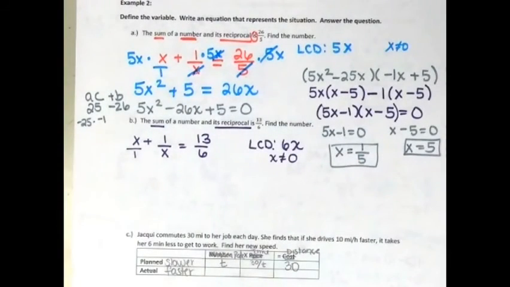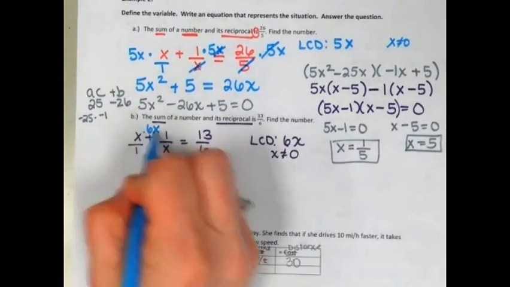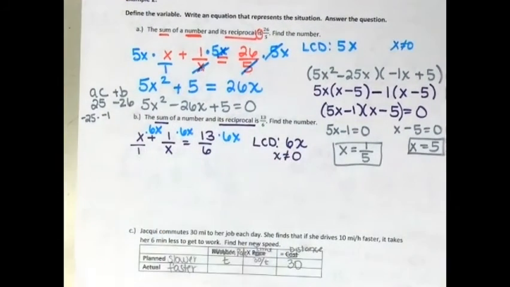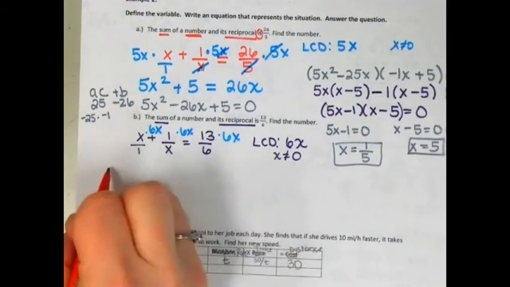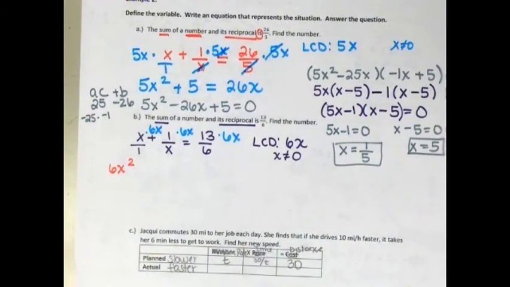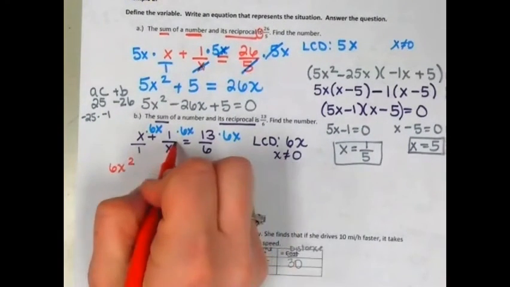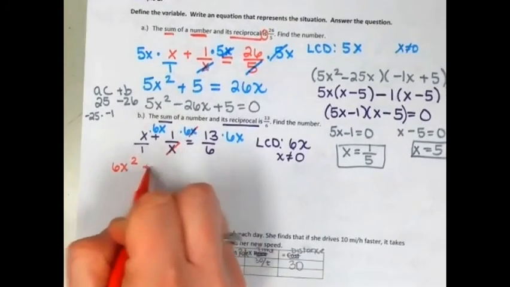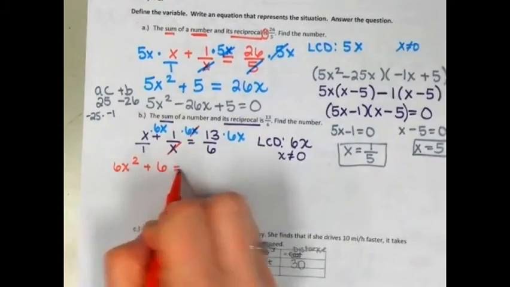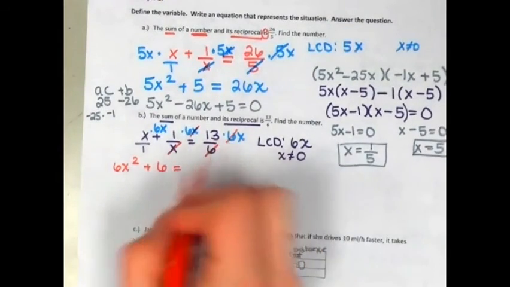0 again, right? So I'm going to multiply everything by 6X. What is X times 6X? X times 6X is 6X squared. What's 1 over X times 6X? Doesn't my X's cancel? And I'm left with just 1 times 6, which is 6. Equals 13/6 times 6X. The 6's cancel, and 13 times X is 13X.